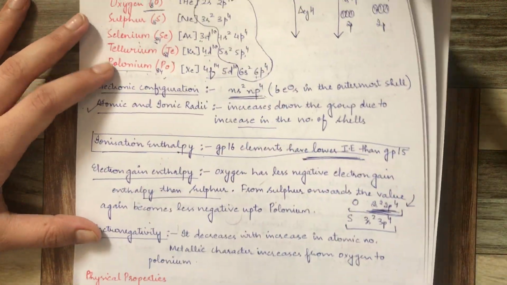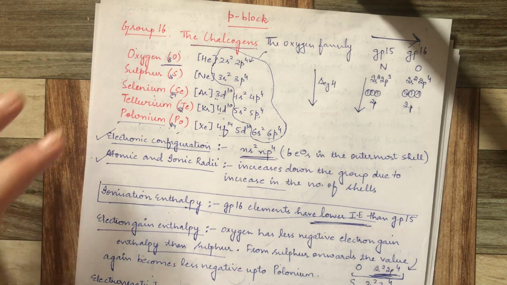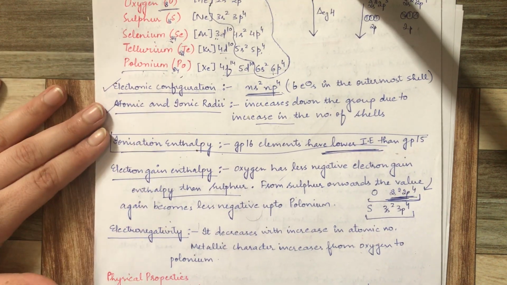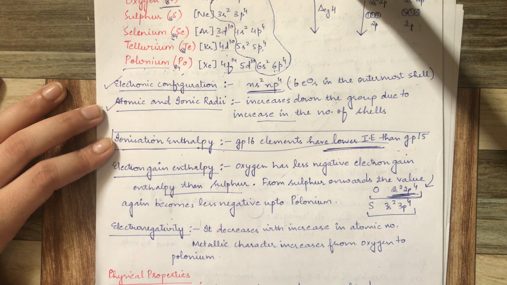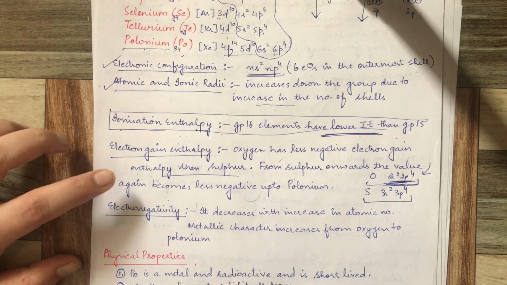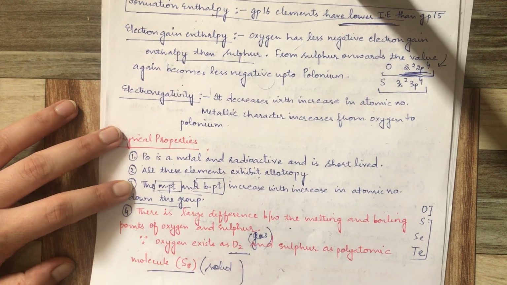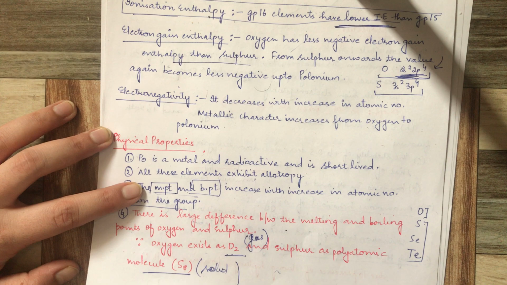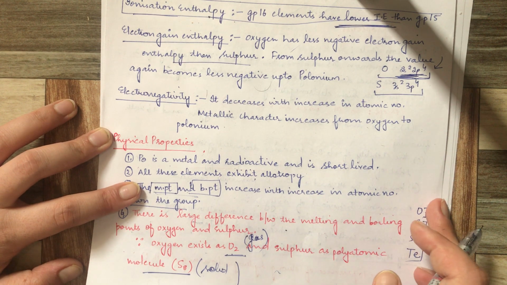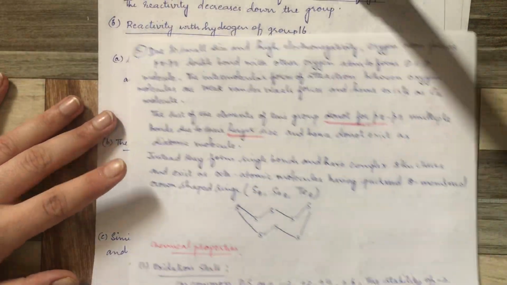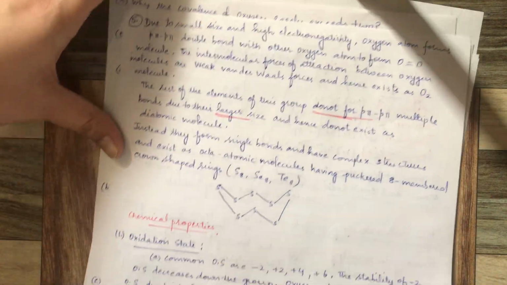So this is the brief introduction about these physical properties, where we talked about electronic configuration, atomic radii, ionization enthalpy, electron gain enthalpy, electronegativity. And among the physical properties, the most important points that we have discussed are their melting and boiling point, and why there is a large difference between oxygen and sulfur. Now let's talk about another property.